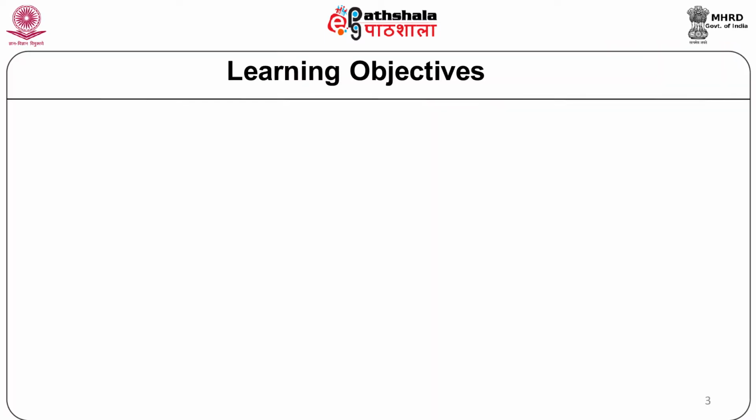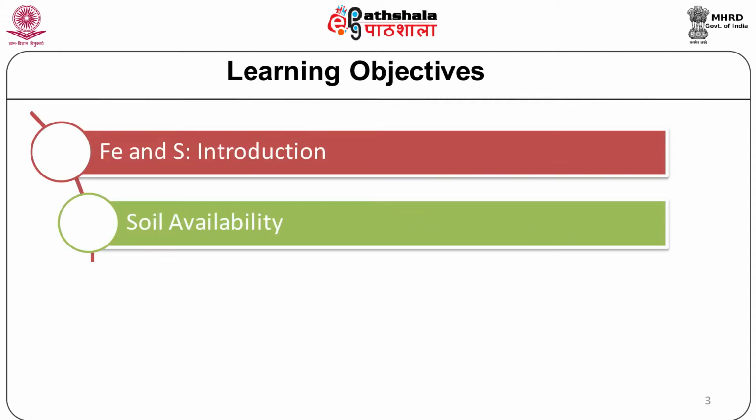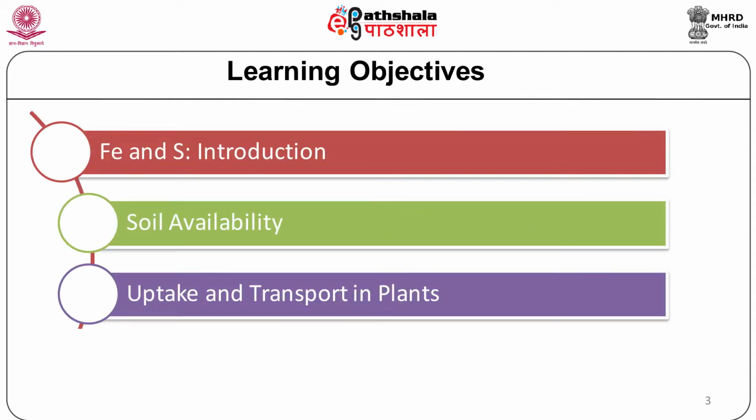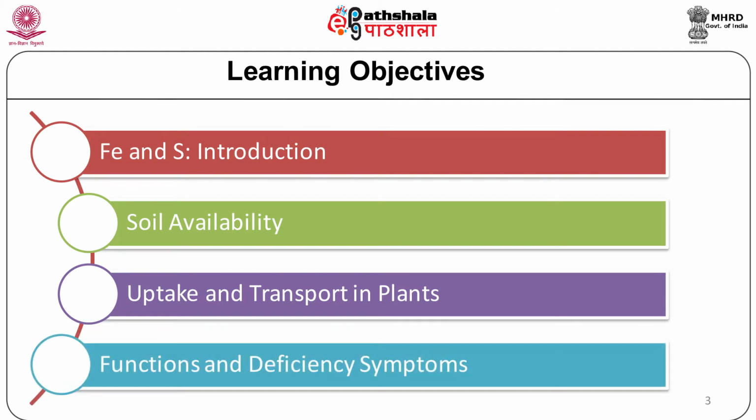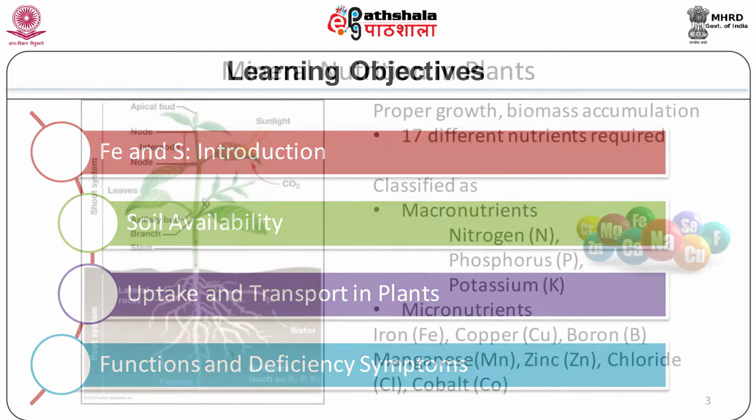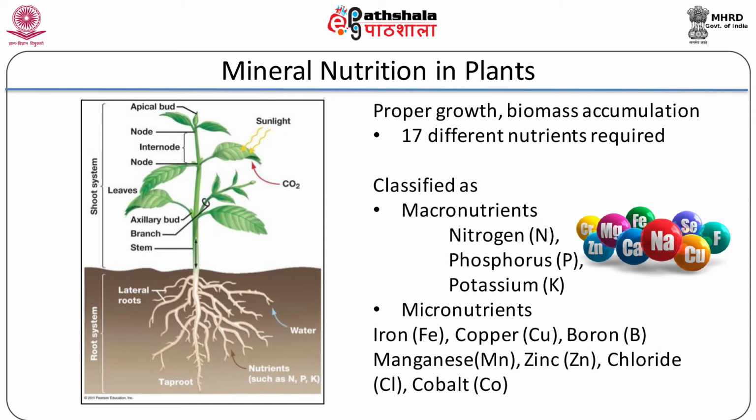In this module, we will focus on soil availability, uptake and transport in plants, functions and deficiency symptoms of iron and sulfur. Plant growth and productivity is mainly affected by water and mineral nutrient availability in the soil. Amongst these, macronutrients are required in larger quantities. They include nitrogen, phosphorus, and potassium.